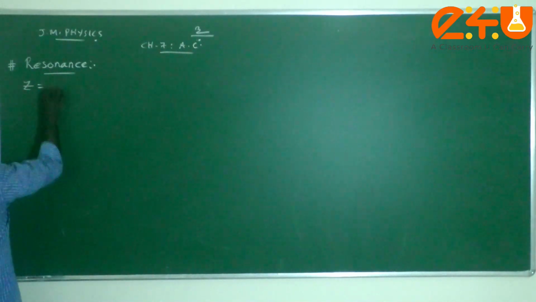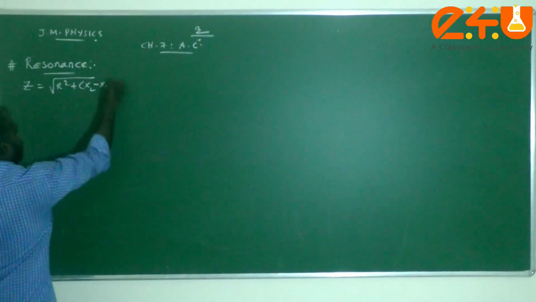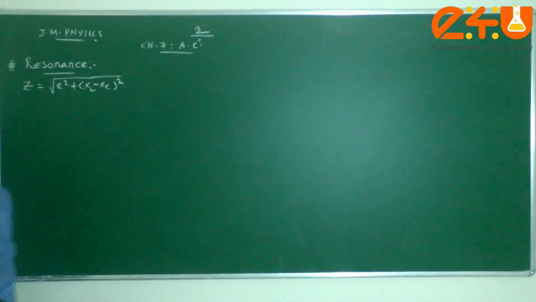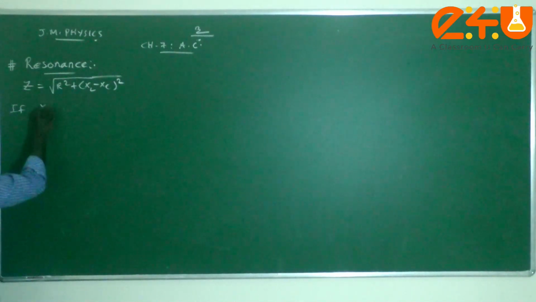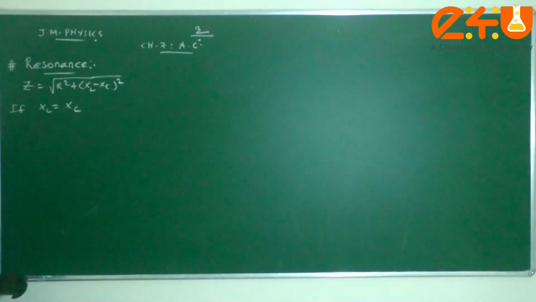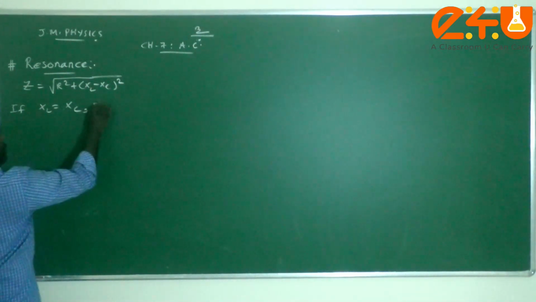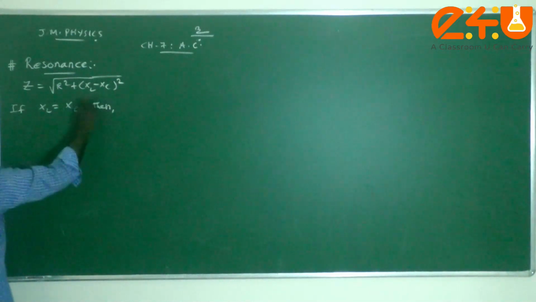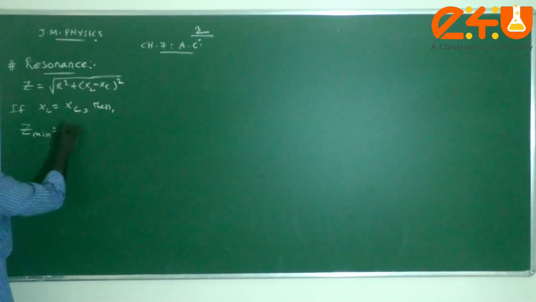Z is equal to what, children? Root over R square plus (XL minus XC) whole square. This is the Z equation. Suppose the value of XL equals XC. If this condition is satisfied, then what will happen? You just see the above relation, this term becomes 0. Therefore, Z minimum is equal to what, children?